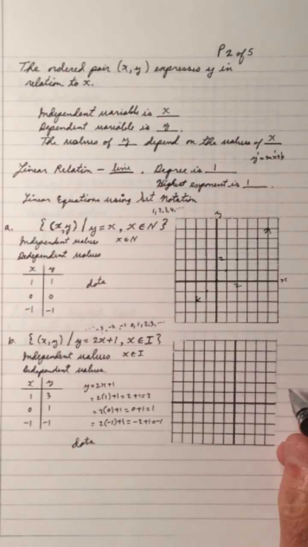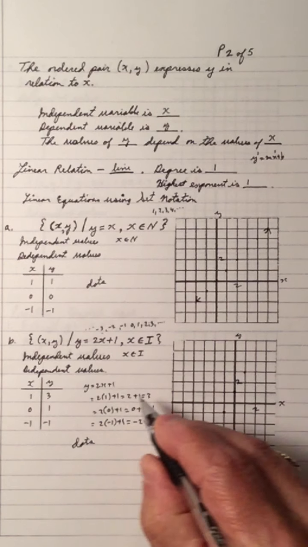So now we graph (1, 3). x is 1, y is 3. x is 0, y is 1. x is negative 1, y is negative 1. So again, there is a set of dots.